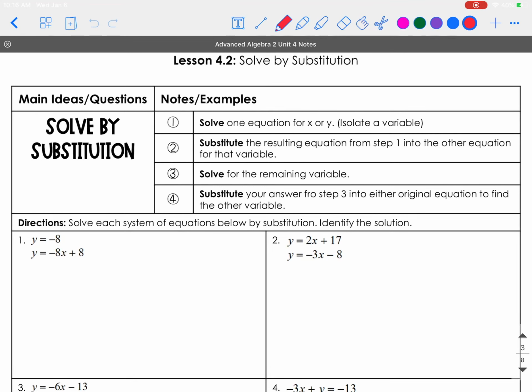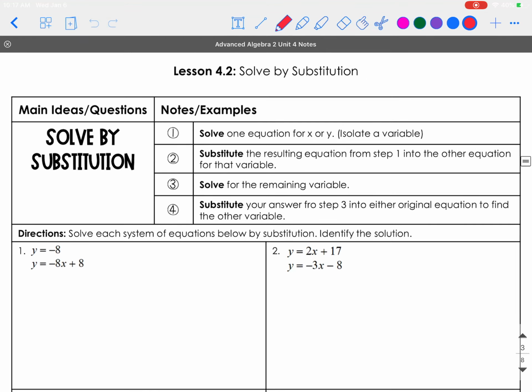Next up in Unit 4 is solving by substitution. This is probably the most confusing method, and it's really not that hard. There's just one little part where it gets a little confusing, and it could completely mess it up if you're not careful. So when I explain, I'm going to really point out this part that is often missed.